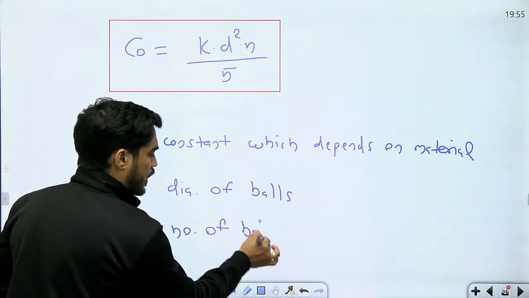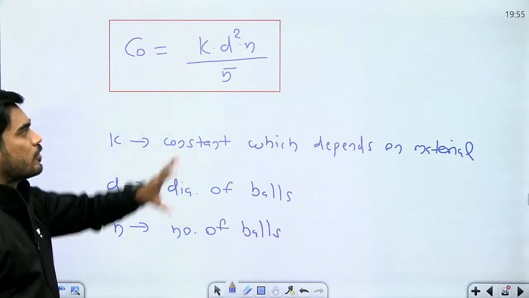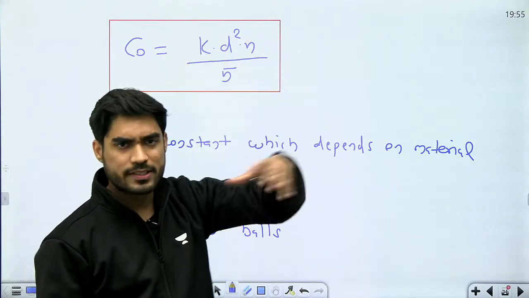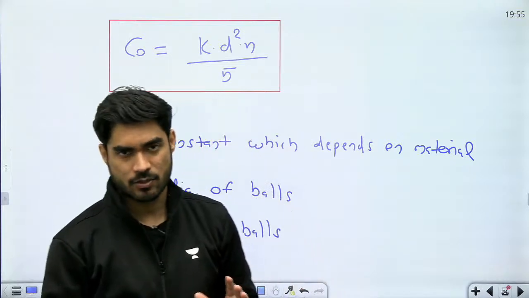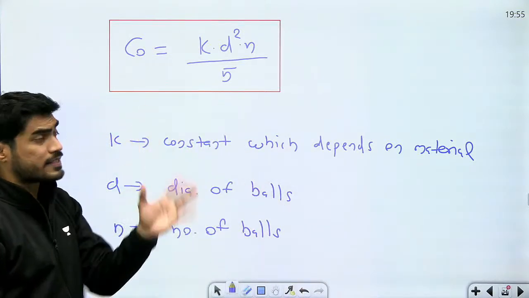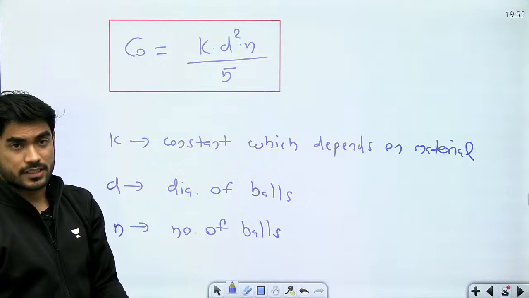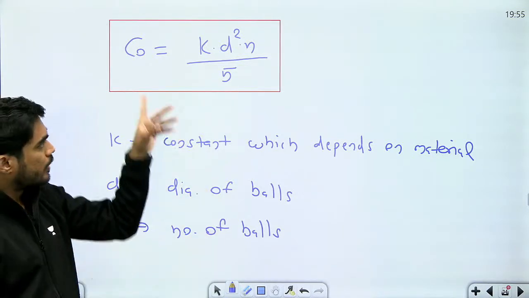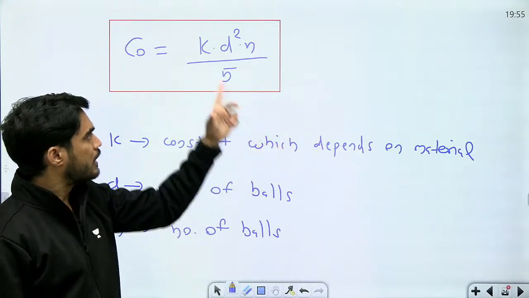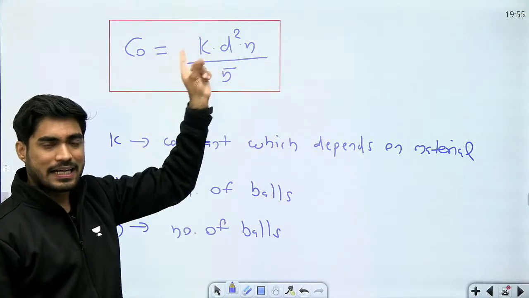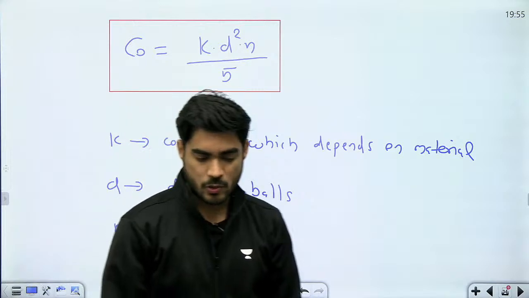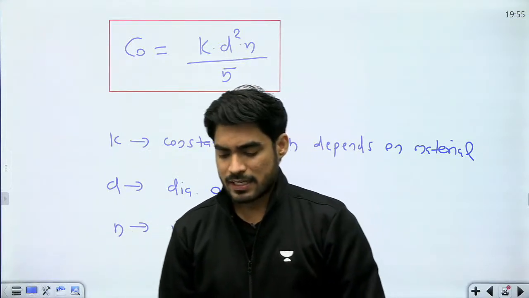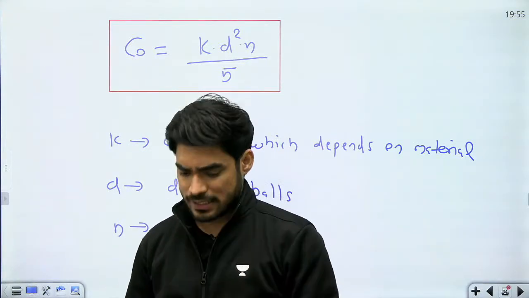the number of balls. Now you don't have to worry about this equation. You are not going to use this equation to solve numericals. There will be no numerical based on this, but there might be a theory question. Static load carrying capacity depends upon what things? It depends upon the material, the ball diameter, and the number of balls. So that's all you need to remember. बस आपको इतना याद रखना है और कुछ याद रखने की जरूरत नहीं है.